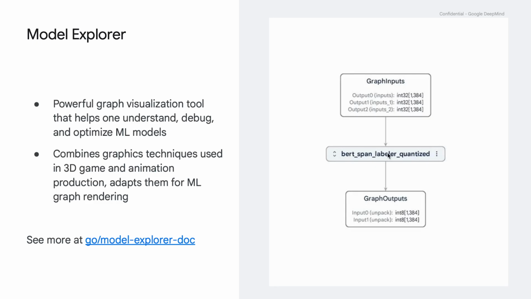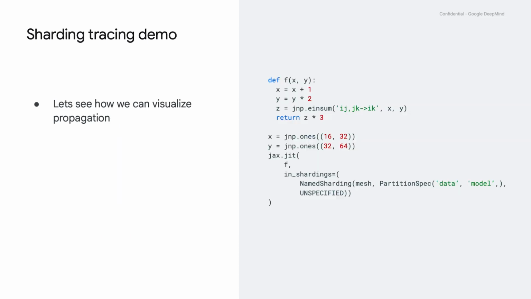The Model Explorer is a visualizer of the computation graph. It visualizes how these operations are connected and their dependencies in interactive UI tools. And we integrate the sharding into these tools. For example, in this tracing demo, we just have a simple JAX input, and then we will lower it to this one.